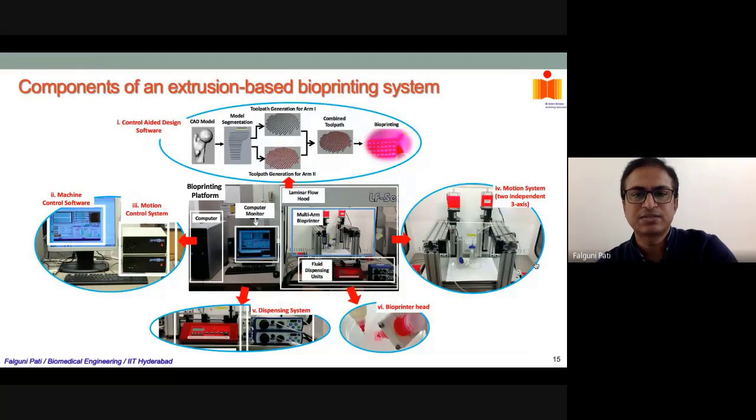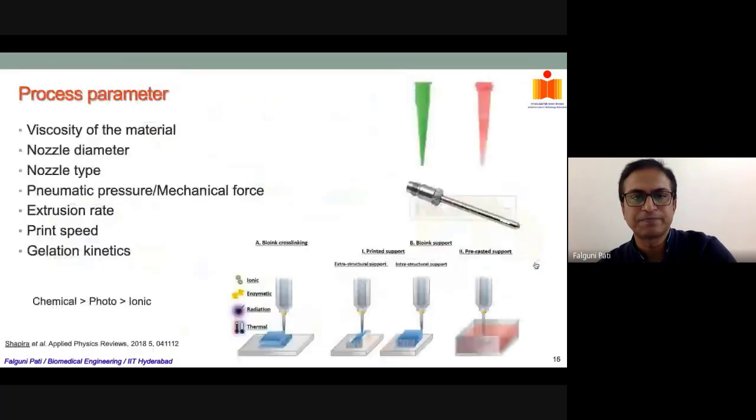This has various components, starting from the software for generating the printing path and the printing digitals. There can be some deposition mechanisms, and also some injection mechanisms. So various components are there. And there are some process parameters for all these different 3D bioprinting methods, and you know them very well: viscosity, nozzle diameter, nozzle type, pneumatic pressure or mechanical force, extrusion rate, print speed. All these are the different process parameters.